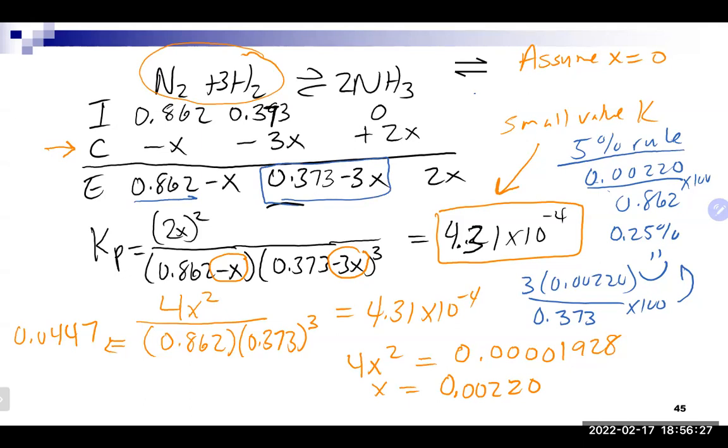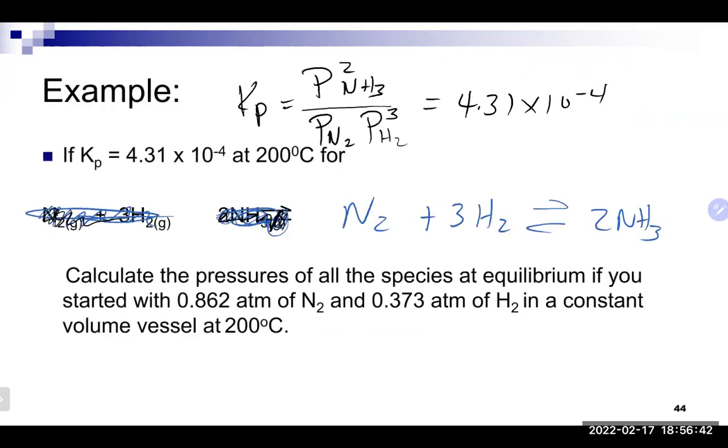All right, so because we're good, we actually could finish our answer here. This is an appropriate x value to use. It would go back into our table there. So in our table, we had 0.862 minus x, which in this case was 0.00220, and that gives us 0.862 minus 0.00220, gives us we'll call it 0.860 atmospheres for our N2.